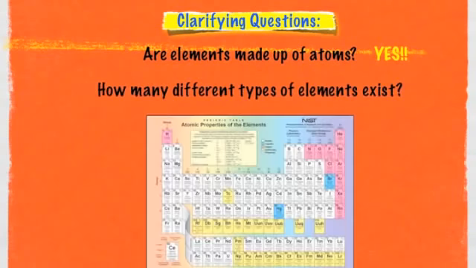How many different types of elements exist? Well, the way to discover this is to look at a periodic table of the elements.